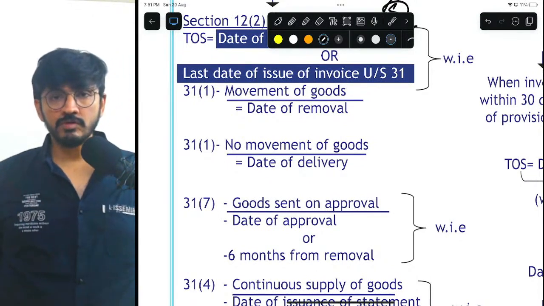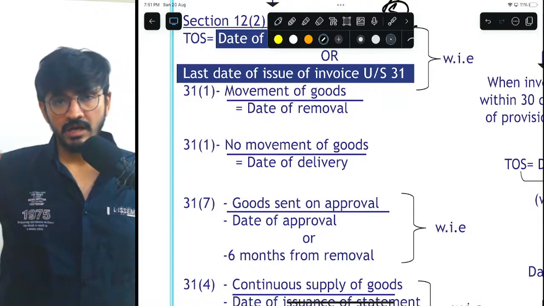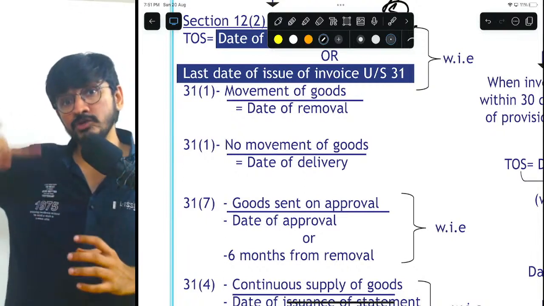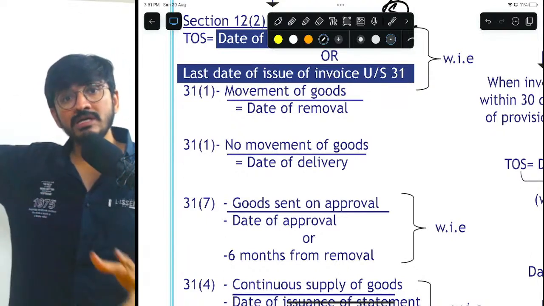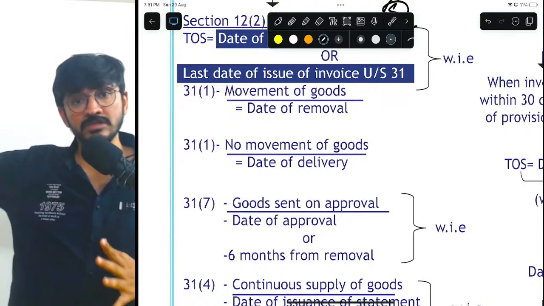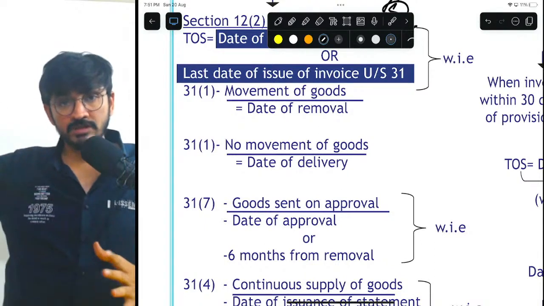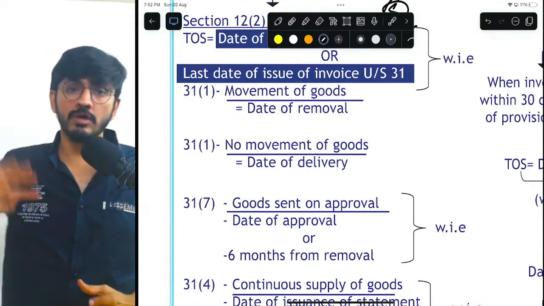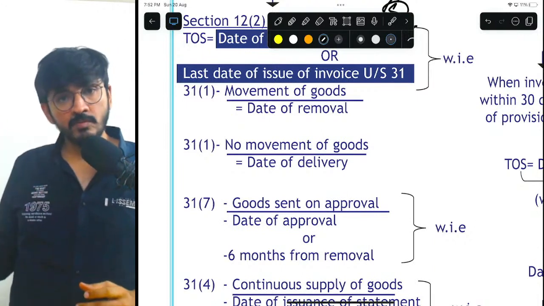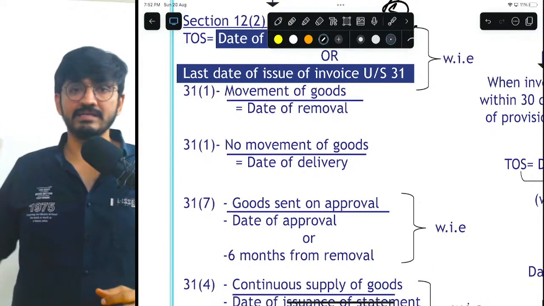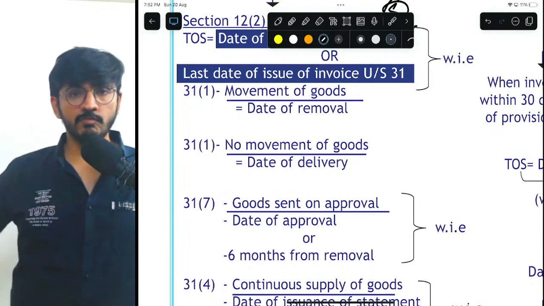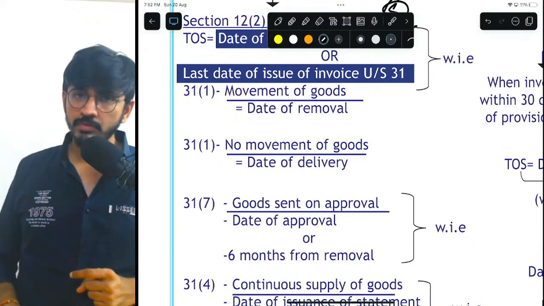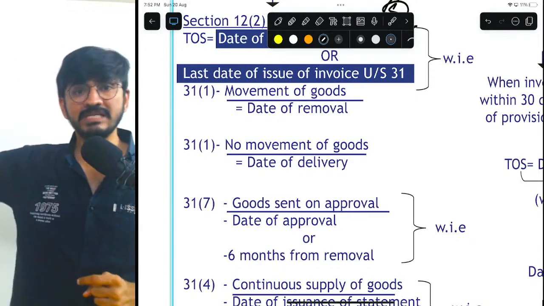Now, whenever there is movement of goods, government said the last day to issue invoice is the date of removal. And on the date of removal, actually, the invoice will be issued, in triplicate: one for the recipient, one for the supplier, one for the transporter. Got it? So it is at removal only that you are supposed to issue the invoice. So either at the time of removal or before that, not later than that. So the last date in case of movement is the date of removal. Now, you will compare the date of removal with the date of issue of invoice, whichever is earlier.